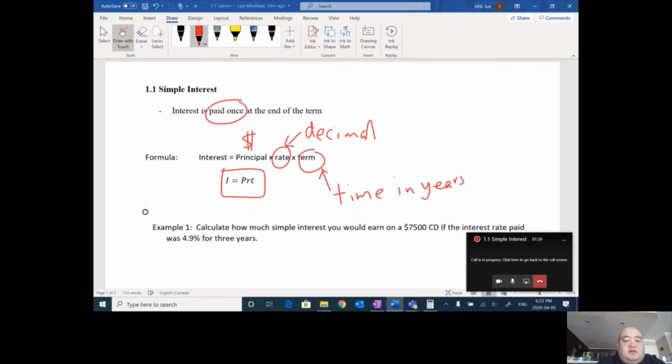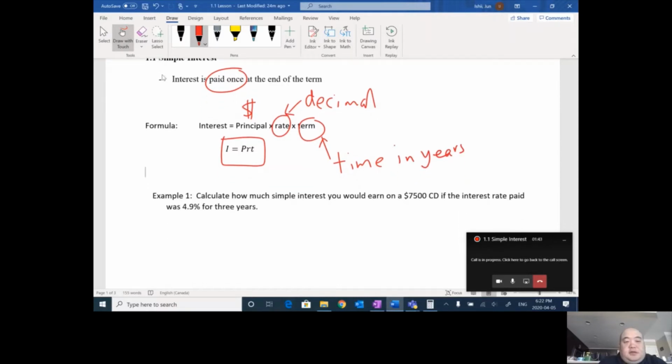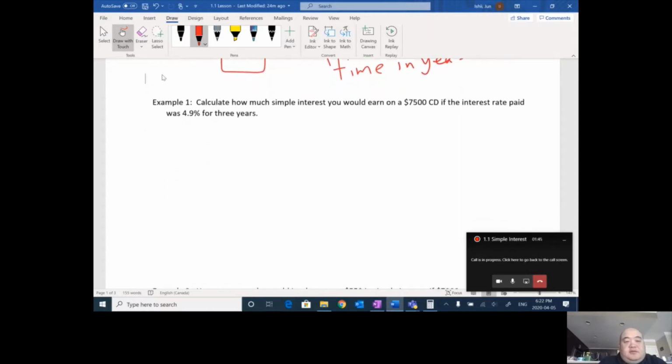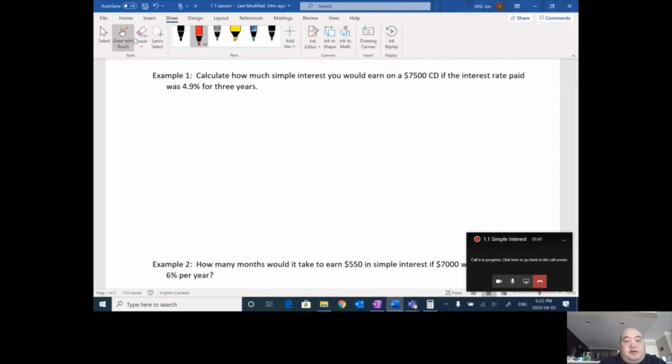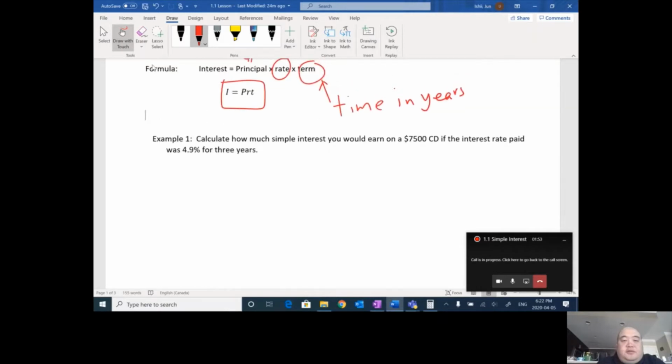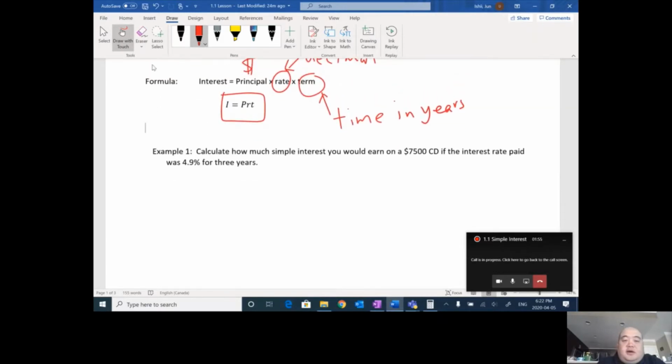Cool, let's just jump to the first example here. We want to calculate how much simple interest you would earn, let me scroll the formula back here, on a $7,500 CD, if the interest rate paid was 4.9% for 3 years.